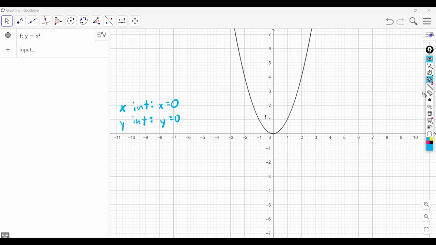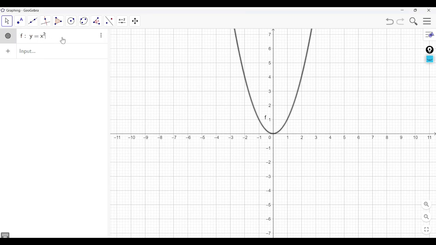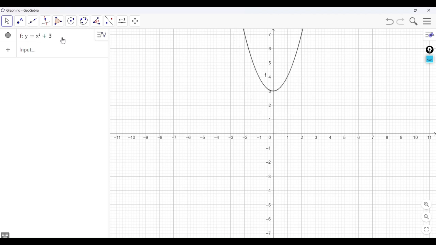Okay, so that's a really basic example, maybe even a little bit too simple. Let's see what happens if we change things. In my equation right now, I've got x squared. What if I add 3 to that? You can see that moves the whole quadratic function up 3.